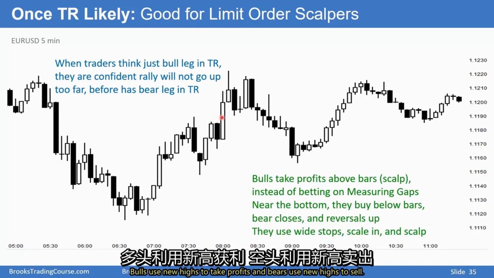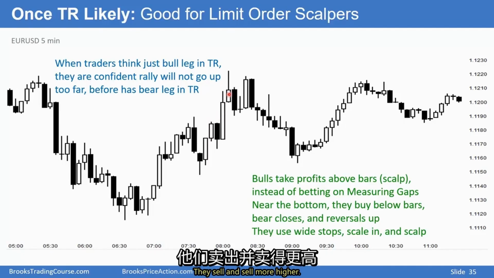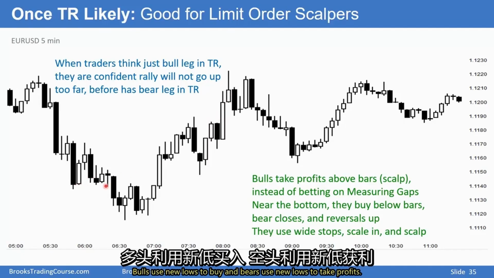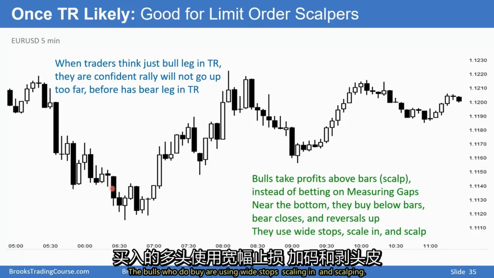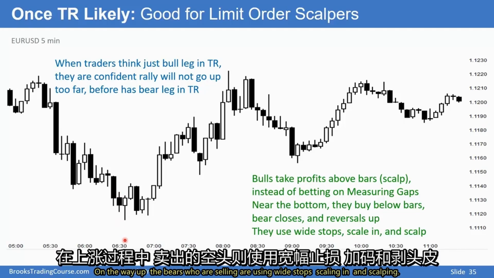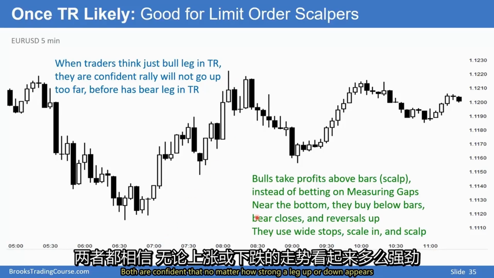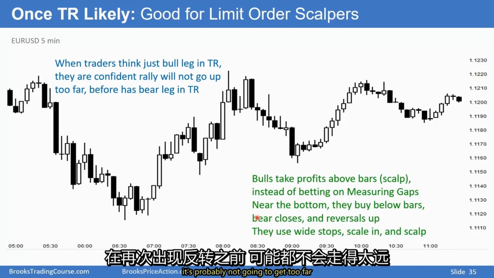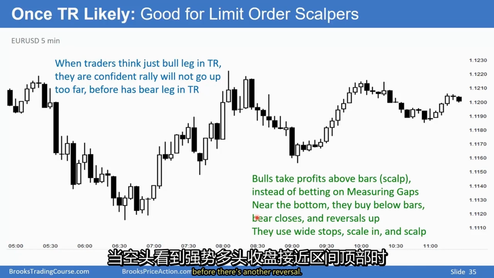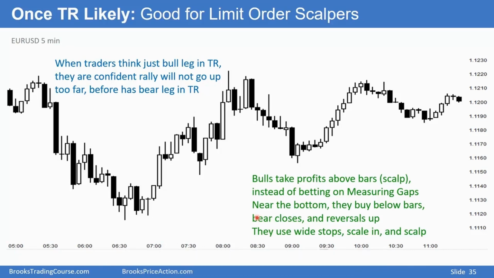Bulls use new highs to take profits, and bears use new highs to sell. They sell and sell more higher. Bulls use new lows to buy, and bears use new lows to take profits. The bulls who do buy are using wide stops, scaling in and scalping. On the way up, the bears who are selling are using wide stops, scaling in and scalping. Both are confident that no matter how strong a leg up or down appears, it's probably not going to get too far before there's another reversal.